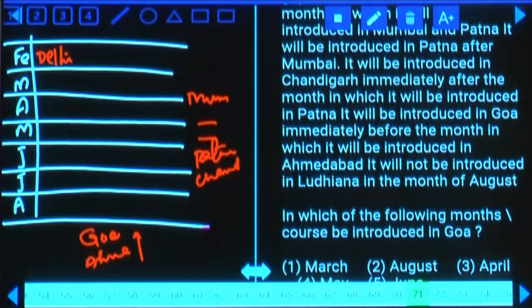And what is the other information here? And Ludhiana. It will not be introduced in Ludhiana in the month of August. As it is not in the month of August, Ludhiana cannot be here. This is the information provided.